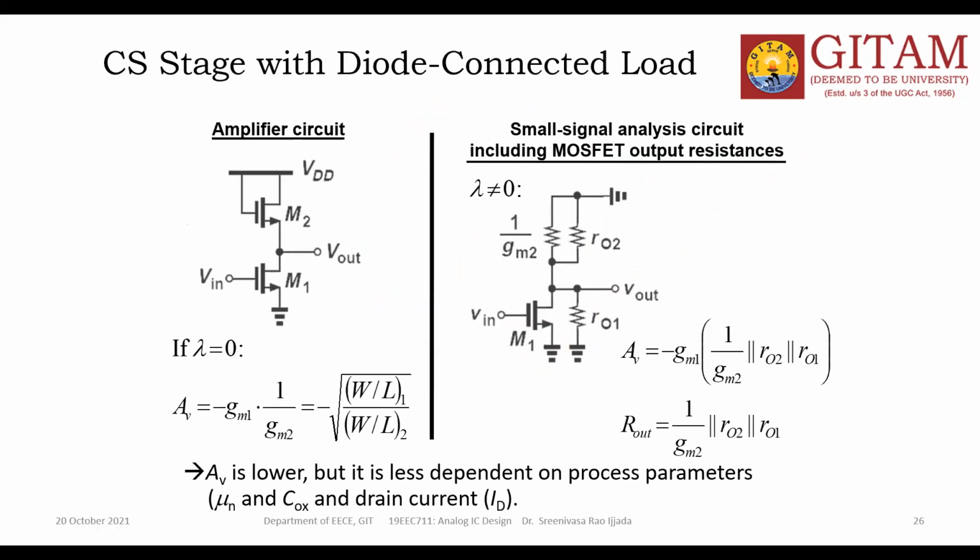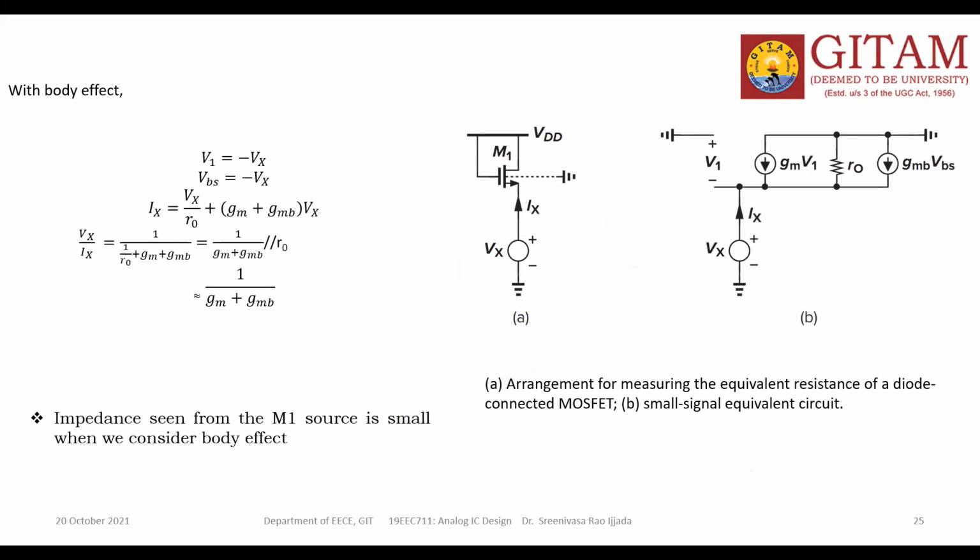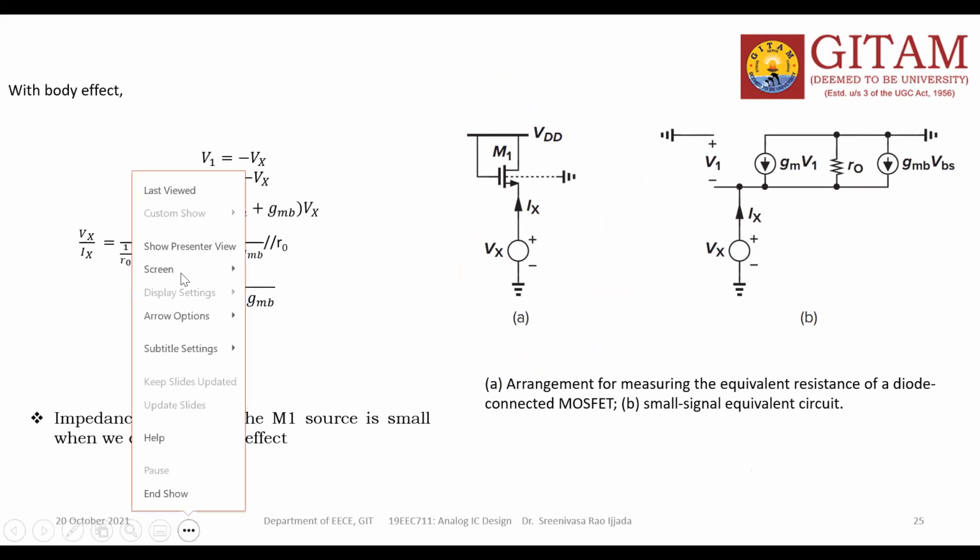Now, you start with the CS amplifier with the diode connected load, gain calculation, as well as the gain calculation with channel modulation. So now you can express your doubts.